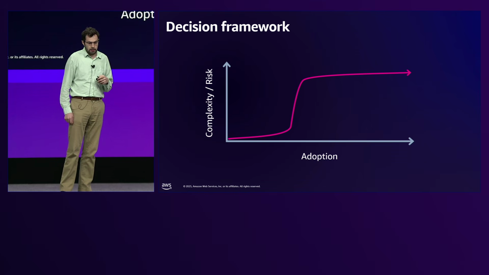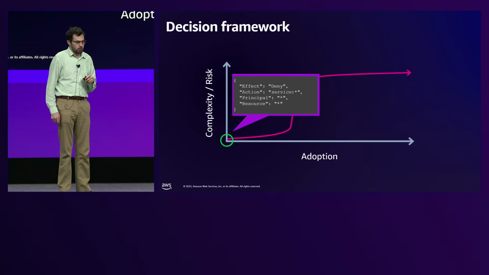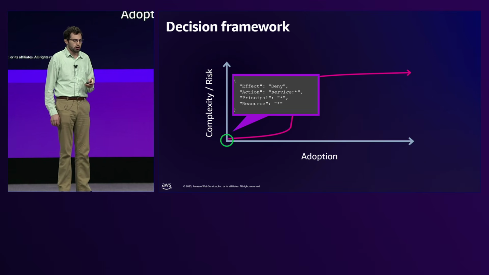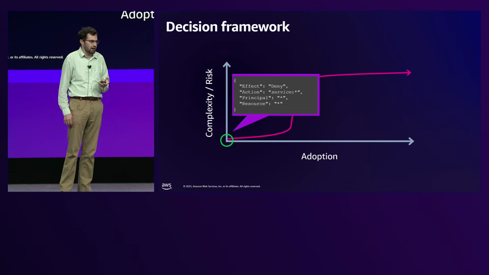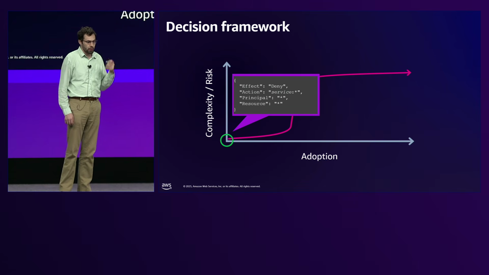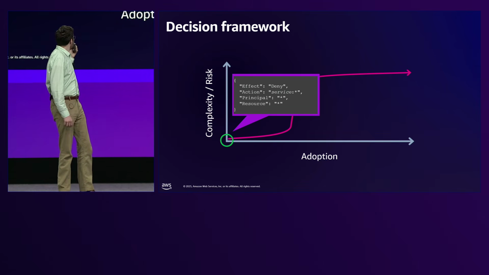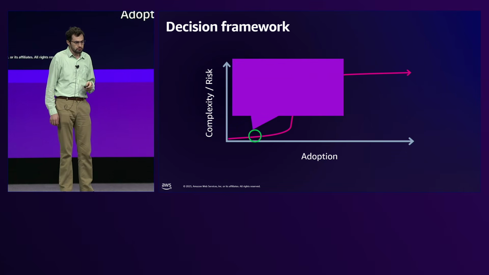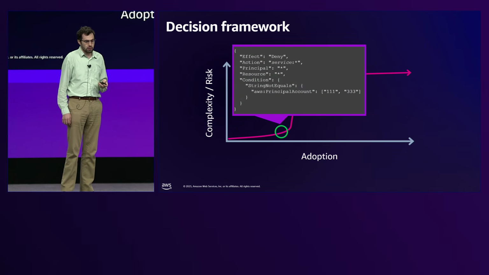So in the simplest case, you have a new feature or service. This is where you have the easiest opportunity to act. You can imagine writing a very simple policy like this: deny a given service for all principals and all resources. This is pretty straightforward. What happens as adoption grows?